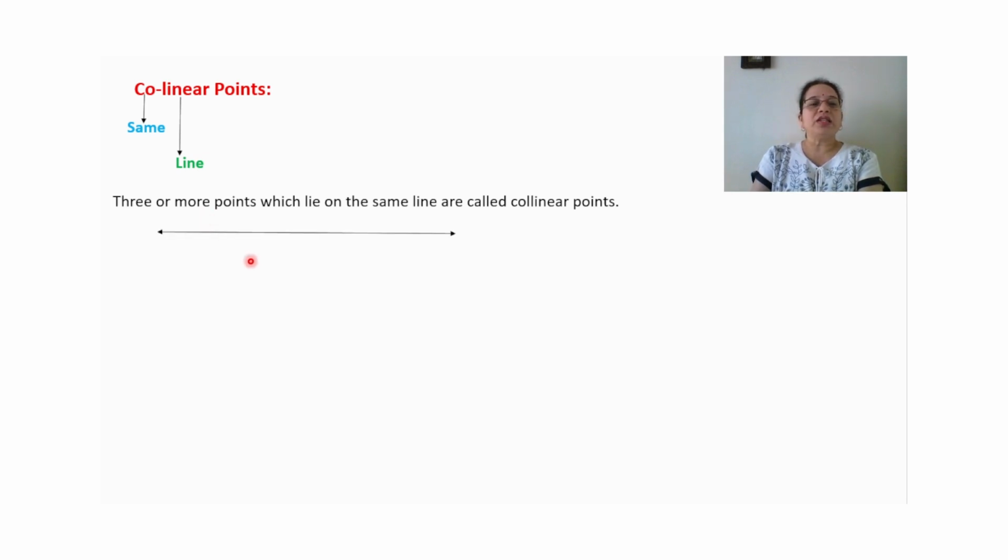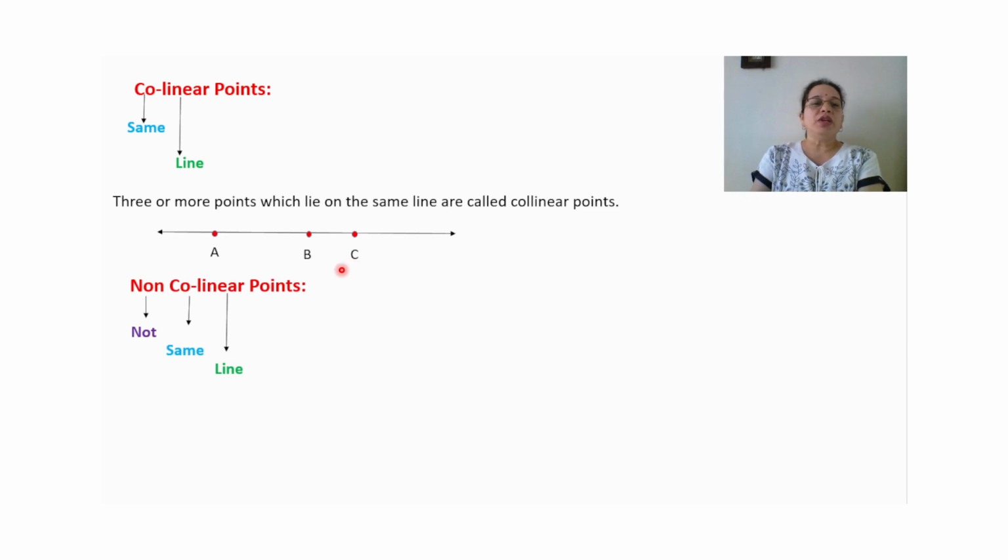Here you can see that one line is given and on this line 3 points are there. These 3 points, point A, point B and point C lie on the same line. So points A, B, C are known as collinear points.